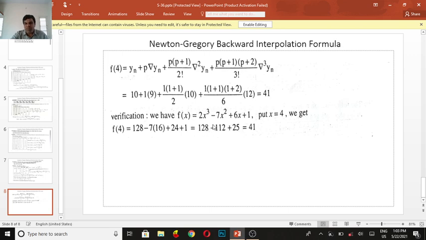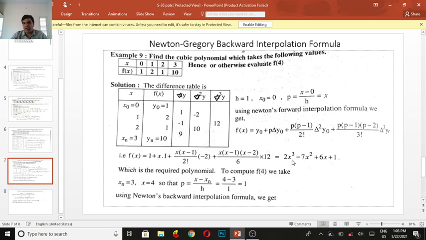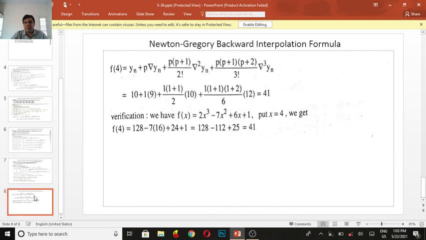The same value we should get from the polynomial we found, 2x cube minus 7x square plus 6x plus 1. Replace x by 4. Observing the polynomial 2x cube minus 7x square plus 6x plus 1, put x equal to 4. The value should be the same. This is the verification: f of x equals 2x cube minus 7x square plus 6x plus 1.